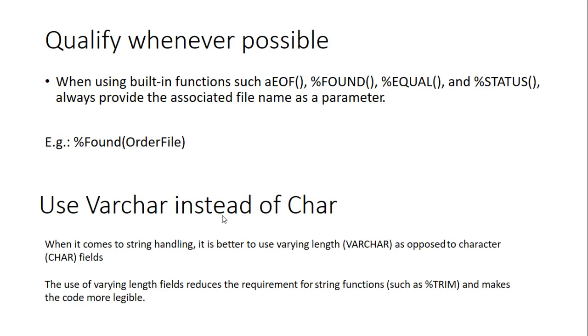Fine. The next thing is qualify whenever possible. Many people I have seen, after they do maybe a chain, will check if end of file or not, but they won't give the file name inside the function. It's good practice to give the file name directly, so that it gives two things. One is that by looking at it, we can see which file the function is working on, and programmatically also it's a good practice.